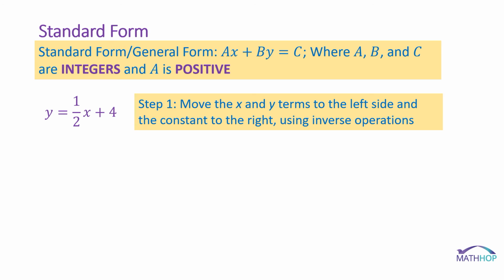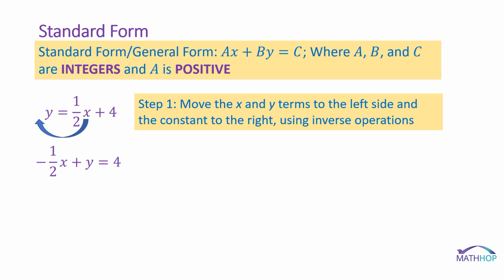Step 1 is to move x and y to the left of the equal sign and the constant to the right. Well, so far, y is on the left of the equal sign and the constant is already on the right. The only thing out of place is our x term. So we're going to move that to the left side of the equal sign using inverse operations. So to move 1/2 x from the right side to the left, we will subtract 1/2 x from both sides. We will get negative 1/2 x plus y equals 4.